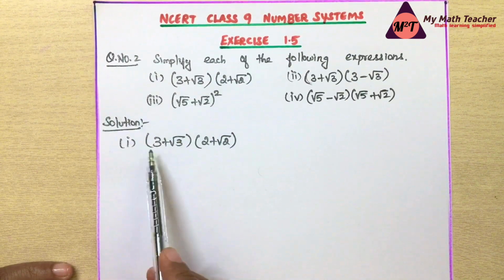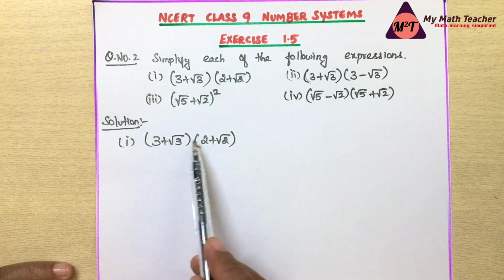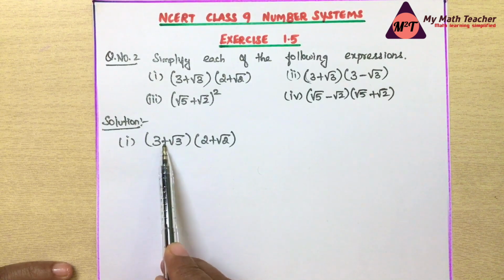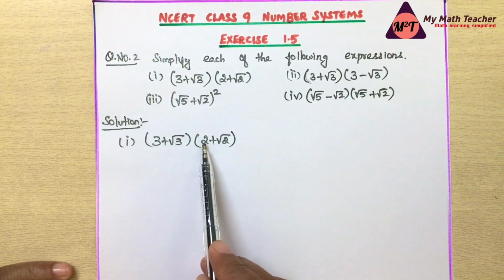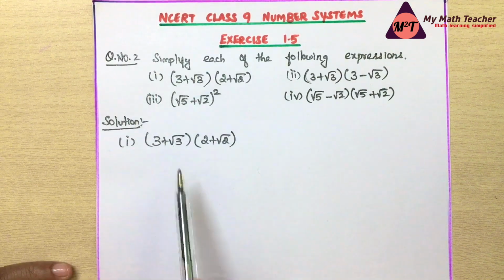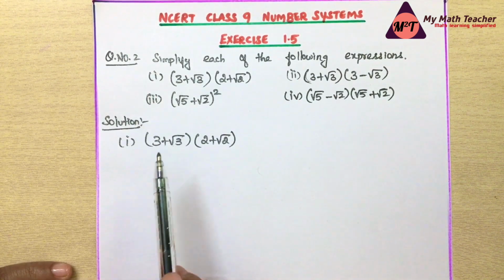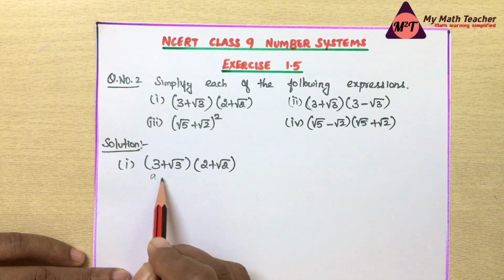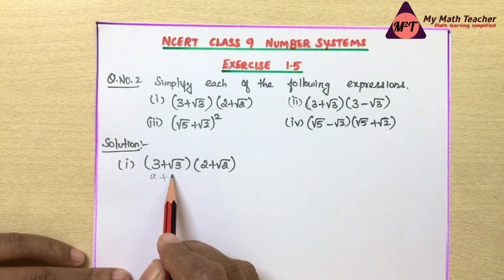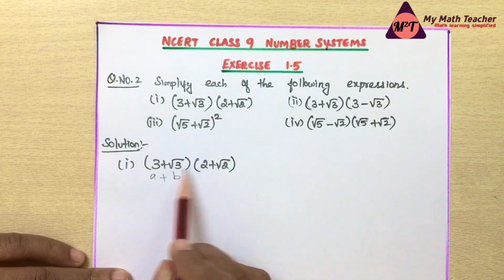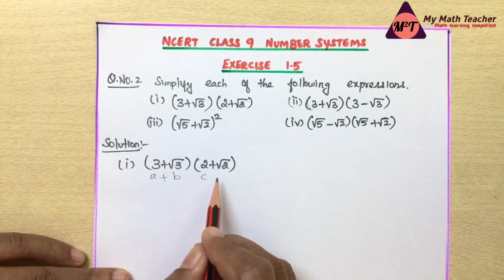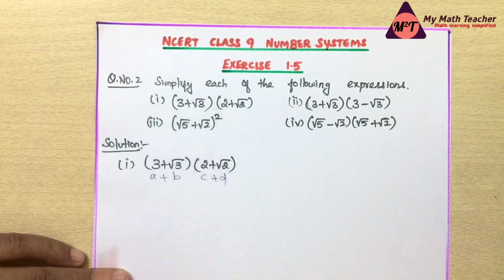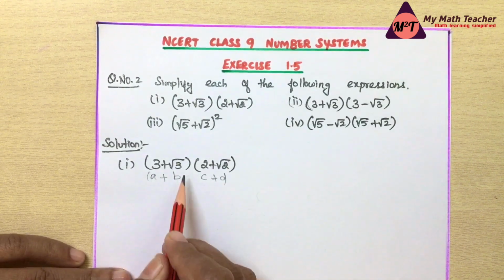The first subdivision given is (3 + √3)(2 + √2). As we can observe, this is a rational plus irrational multiplied by another rational plus irrational. To simplify this, always remember we have to use algebraic identities. Let us consider 3 as A, plus √3 as B. Now we have 2 here, which is new, let us take this as C, plus √2 as D. So all the 4 are different. In this case we can't apply an identity.